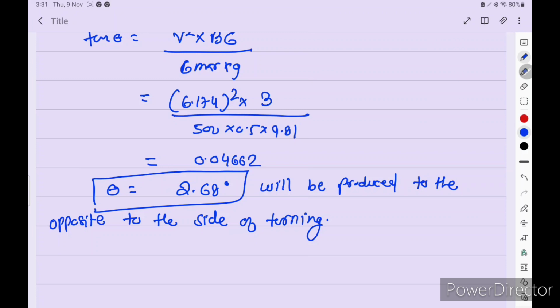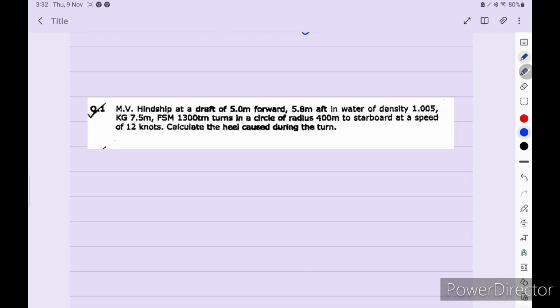Next question. This is also a 25 marks question. MMD past paper: MV Hinchey Peter, draft forward 5 meter, aft 5.8, water of density 1.005, KG 7.5 meter, FSM 1300. Turns in a circle of radius 400 meters to starboard side at a speed of 12 knots. Calculate the heel caused during the turn.